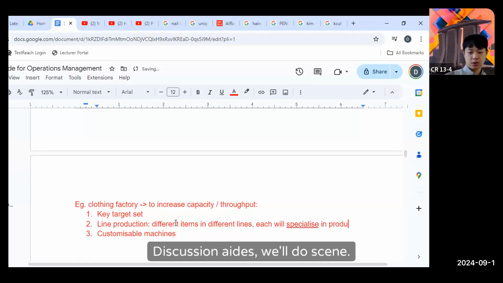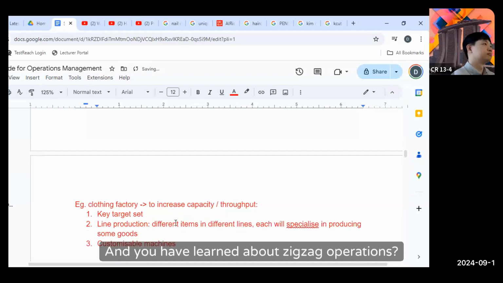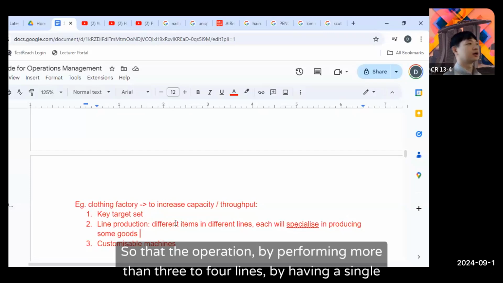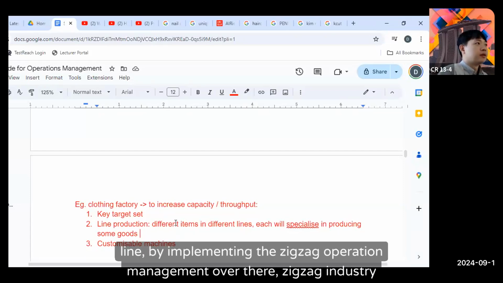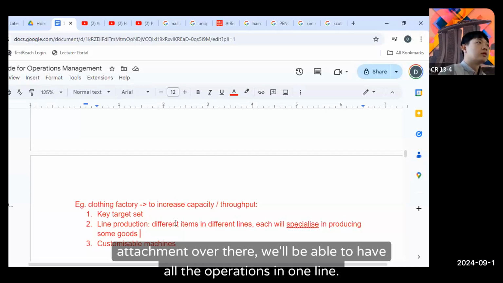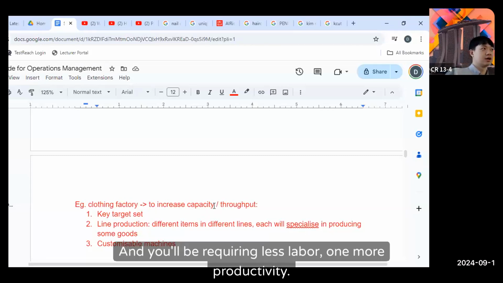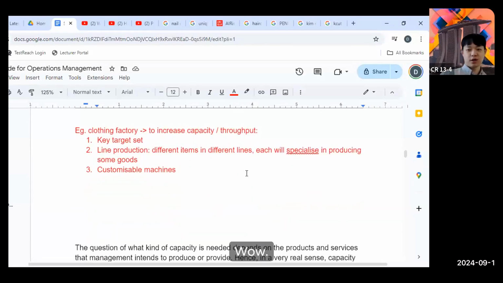Specialized production. Have you heard about zigzag operations? Operations like this. Instead of forming three to four lines, by having a single line, by implementing the zigzag operation management and the zigzag industrial attachment, we'll be able to have all the operations in one line. So it will be easy to work, and you'll require less labor and get more productivity. Wow. Okay, zigzag layout.